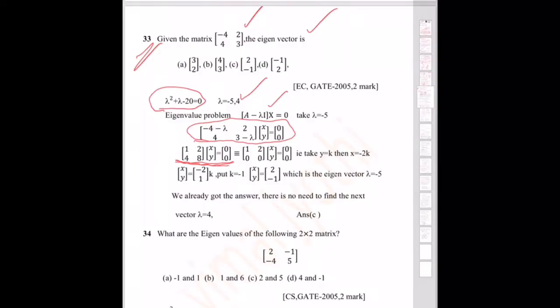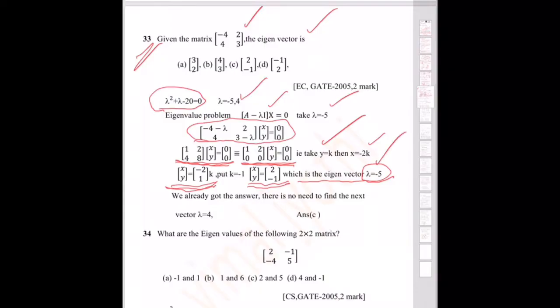It is reduced to row echelon form. That is, this is the row echelon form, which gives the eigenvector corresponding to lambda equal to minus 5. Take y equal to k, then x equal to minus 2k. That is, (x, y) equal to (minus 2, 1)k. Put k equal to minus 1, we get (x, y) equal to (2, minus 1), which is an eigenvector corresponding to lambda equal to minus 5.